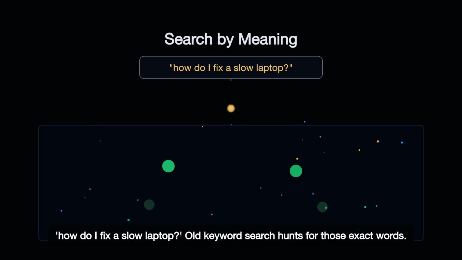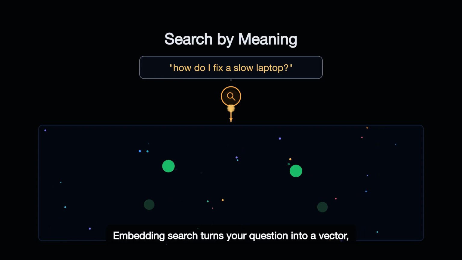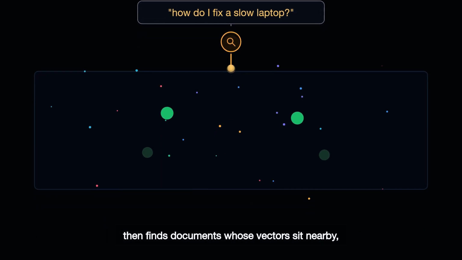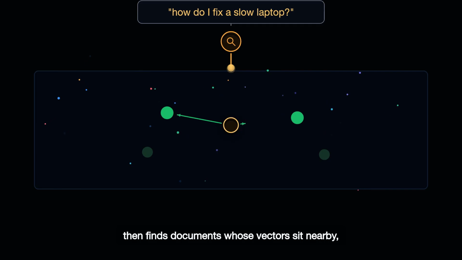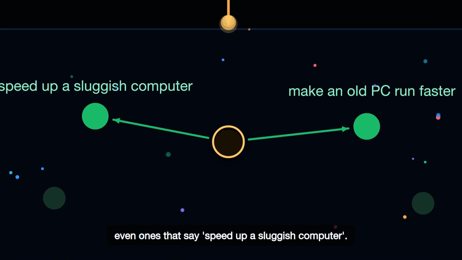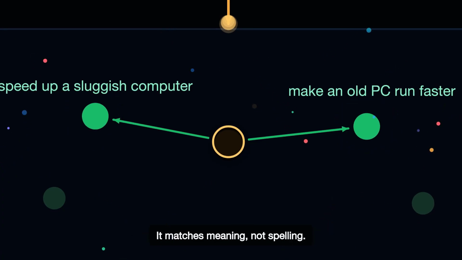You ask, how do I fix a slow laptop? Old keyword search hunts for those exact words. Embedding search turns your question into a vector, then finds documents whose vectors sit nearby, even ones that say, speed up a sluggish computer. It matches meaning, not spelling.